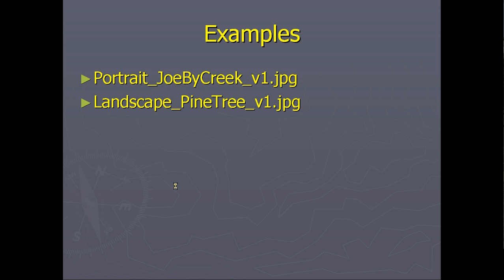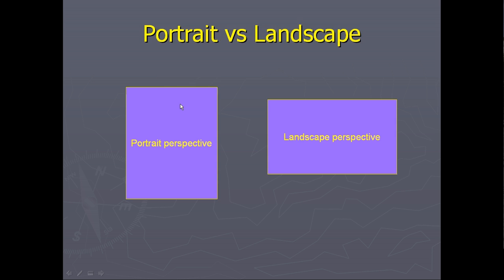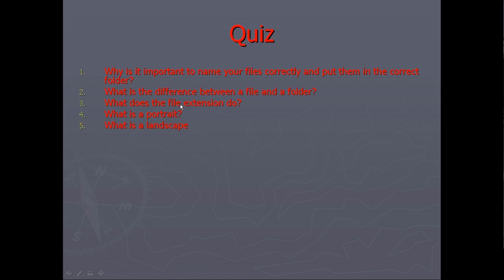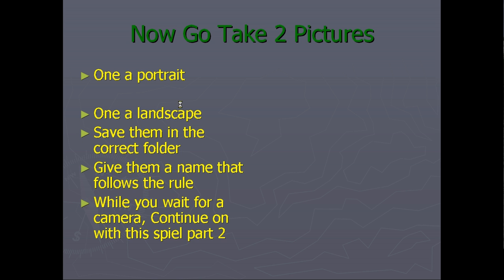For example, we're going to go back. It should look something like this. Portrait, Joe by the Creek, landscape, pine tree. We're going to do multiple versions, so people put V1. When they go on your computer, you're going to change the name. Let's go back. And while you're waiting for a camera, you can continue on with the spiel part 2. There's another spiel that talks about stuff.